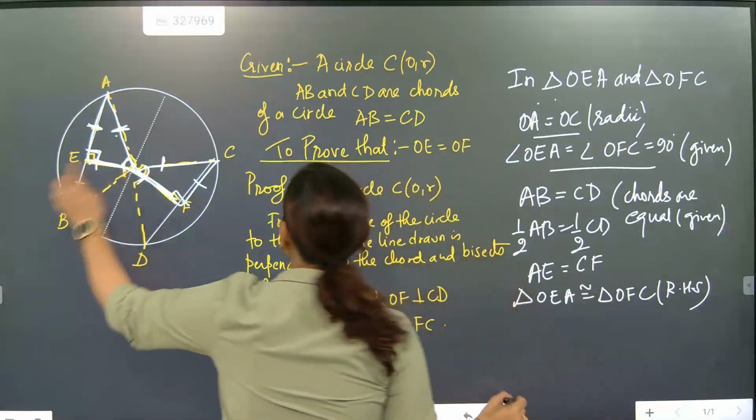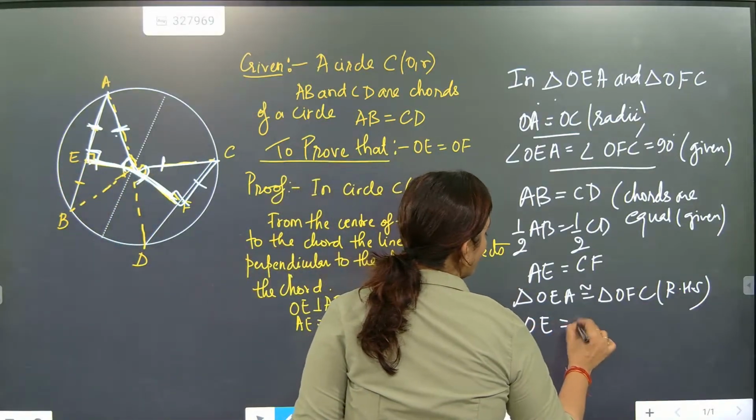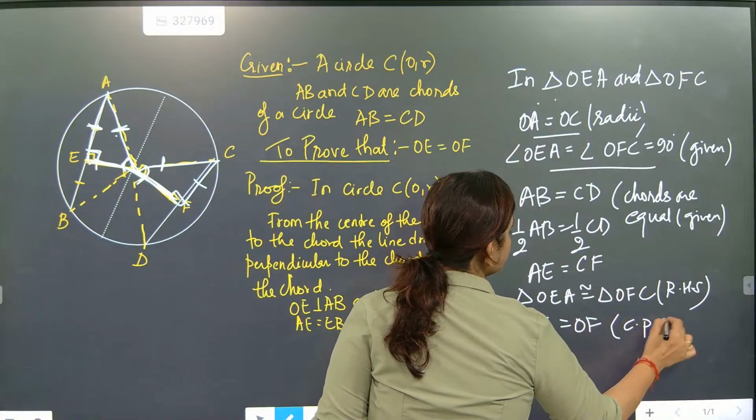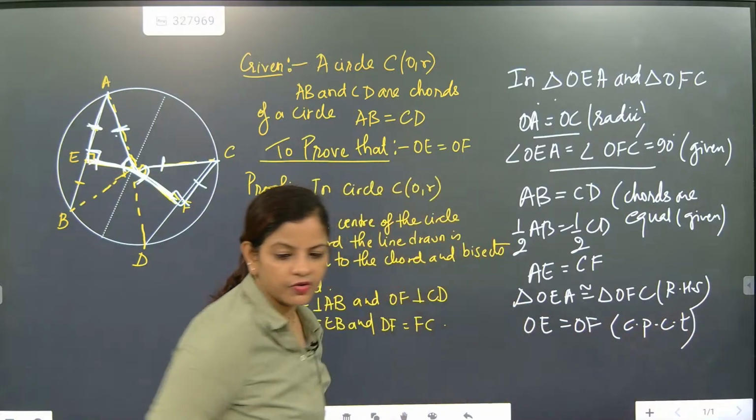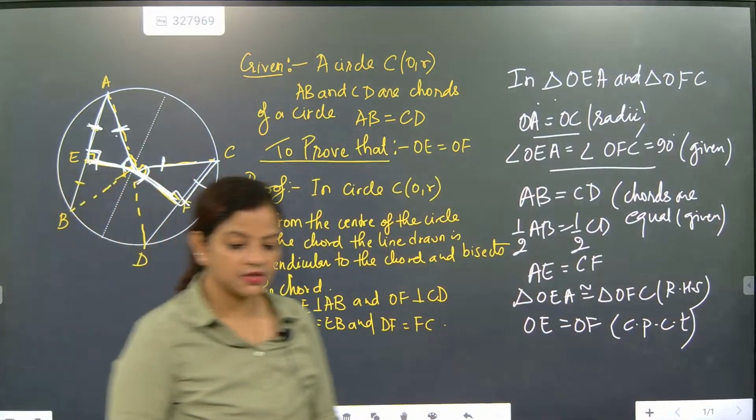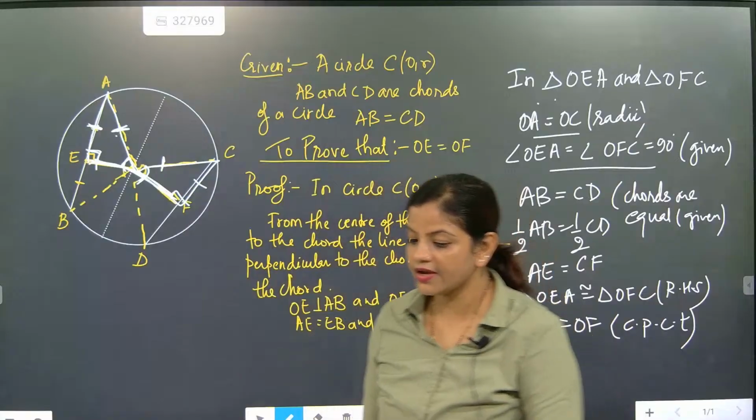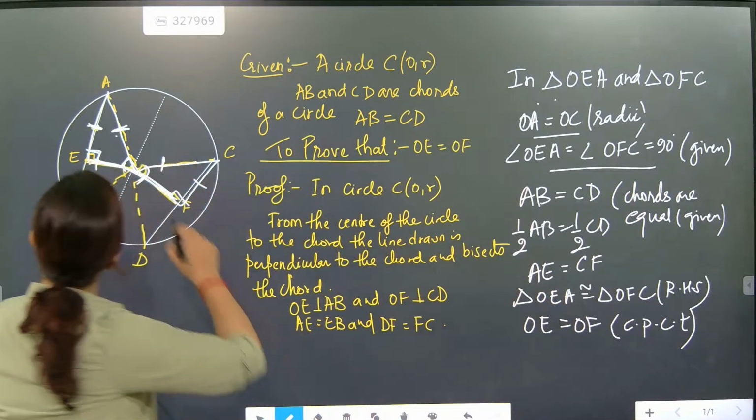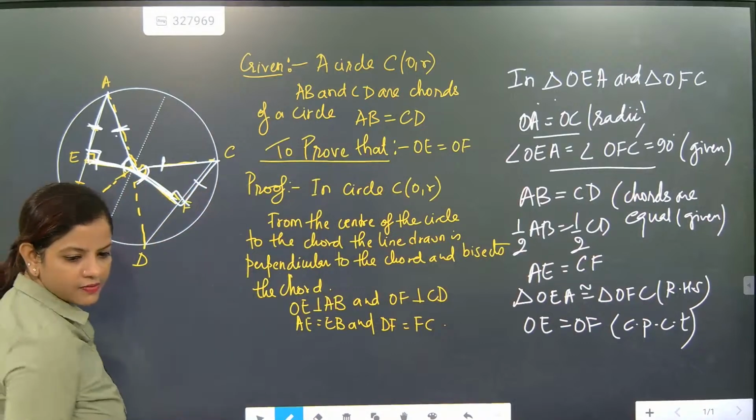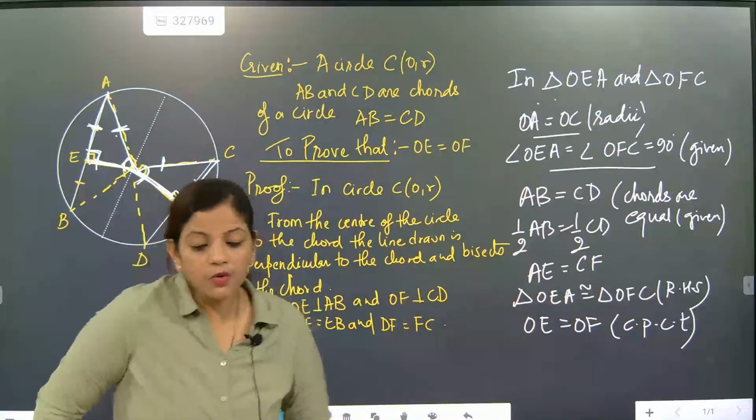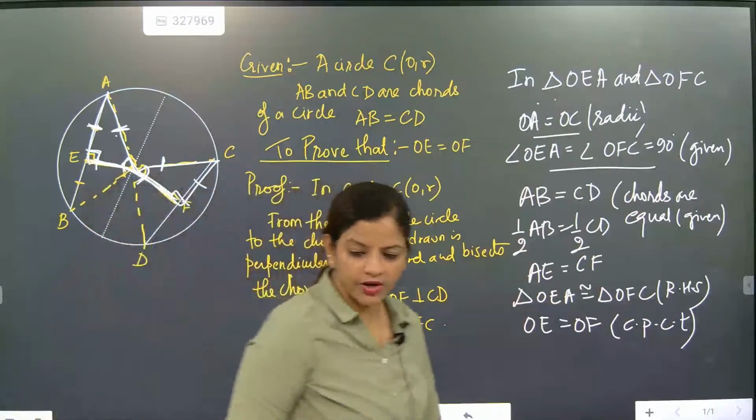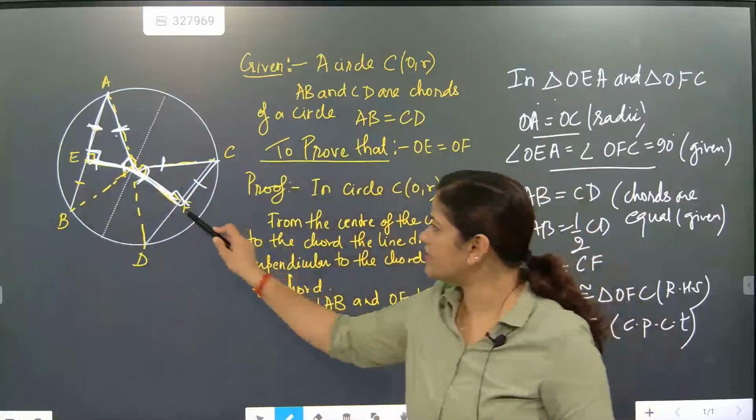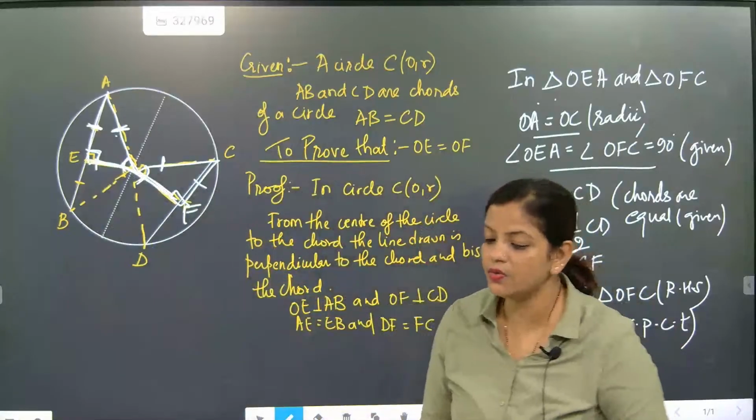Then by CPCT, beta, OE is equal to OF. By which part? CPCT, corresponding parts of congruent triangles. That's it. In triangles AOE and COF. COF, not Y, COF. It is looking like that, but it is F only.